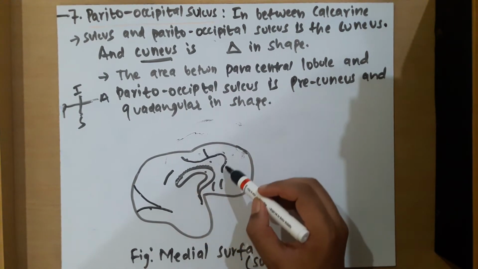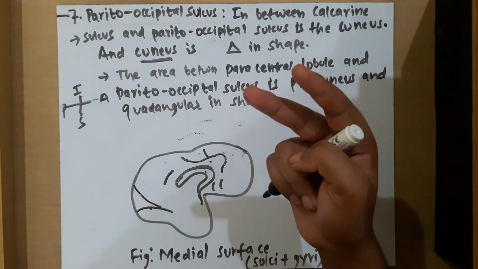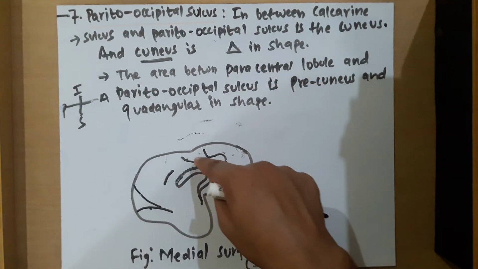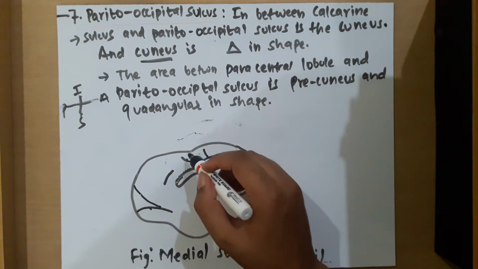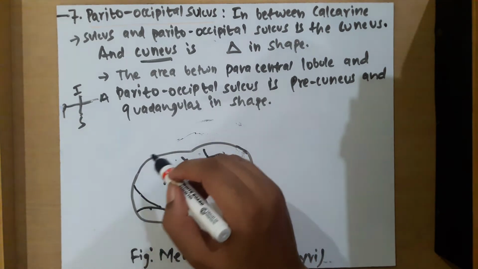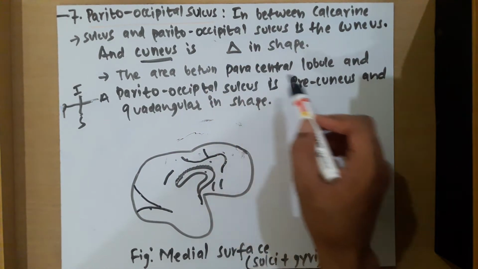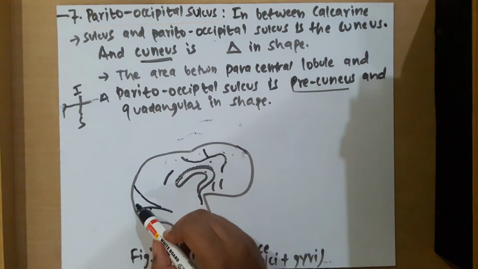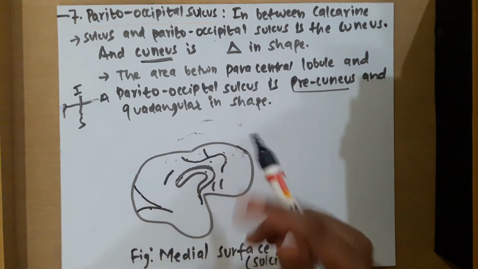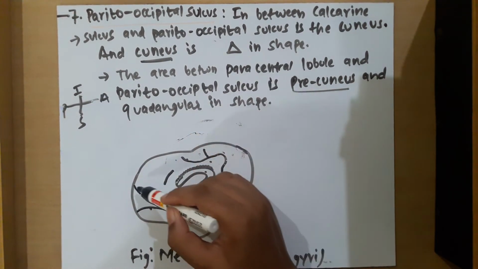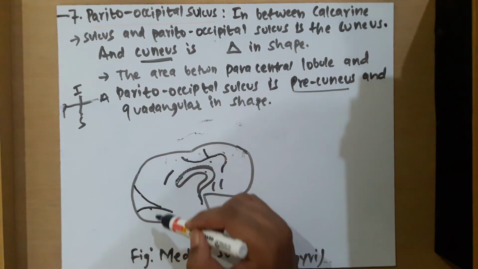The area above the cingulate sulcus is divided into two parts: the medial frontal gyrus and the paracentral lobule. So the area between the paracentral lobule and the parieto-occipital sulcus is known as precuneus. So if this is cuneus, this is precuneus. Okay, I hope you are clear up to here. And it is quadrangular in shape. Quadrangular in shape. Yes or no?